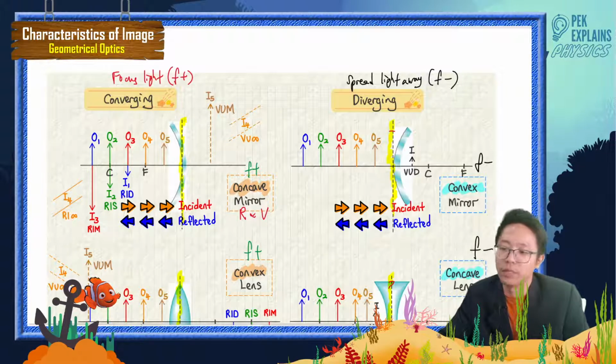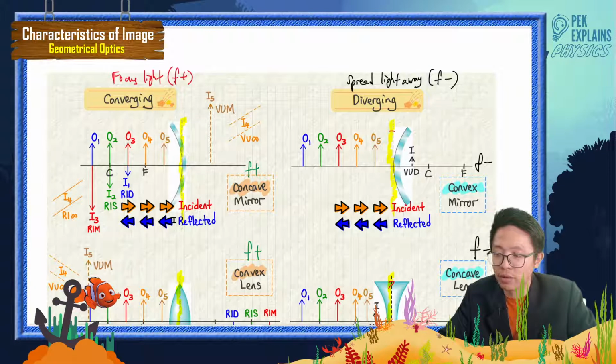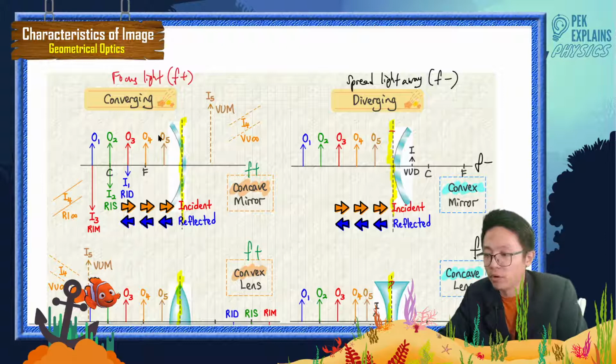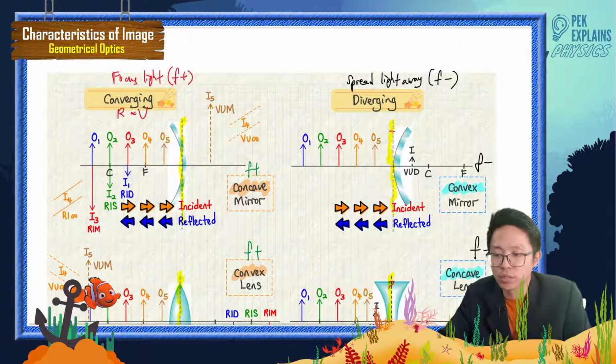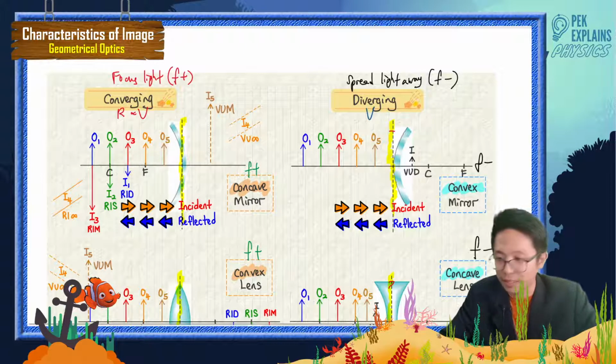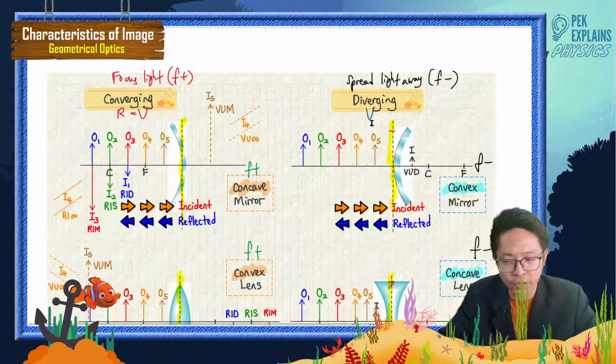and virtual image. For converging, no matter if it's a converging mirror or converging lens, both can form real and virtual image. But for diverging mirror, it can only form one type of image, which is virtual image. Converging can form real and virtual, but diverging can only form one type of image, which is virtual.